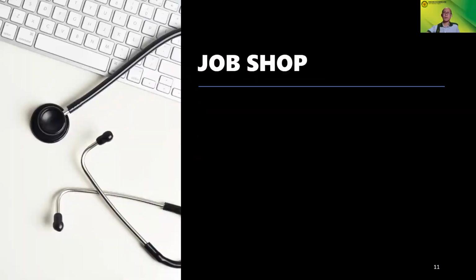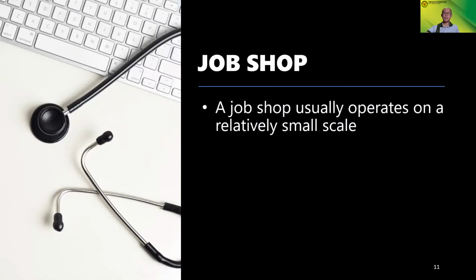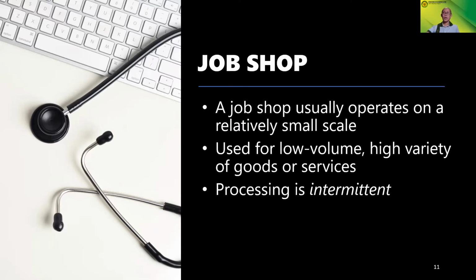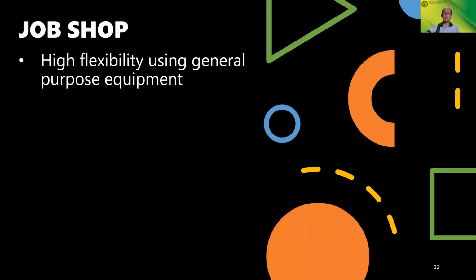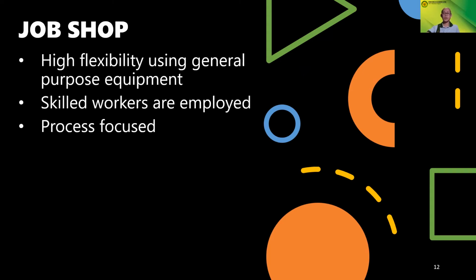A job shop usually operates on a relatively small scale. It is used when a low volume of high variety goods or services will be needed. Processing is intermittent, and work includes small jobs, each with somewhat different processing requirements. In a job shop, there is high flexibility. Using general purpose equipment and skilled workers are important characteristics of a job shop. Job shops are usually process-focused.